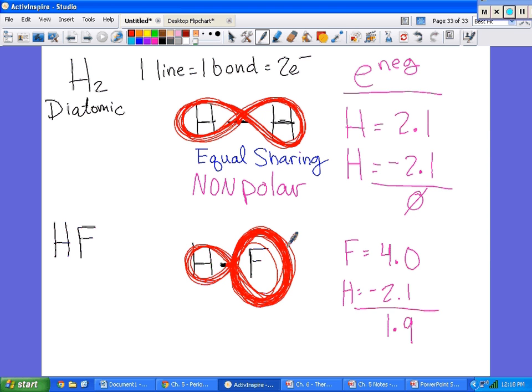Okay, sir? It's higher number always on top. Basically, you want a positive value. Okay? Now, is this equal or unequal sharing? Definitely unequal.